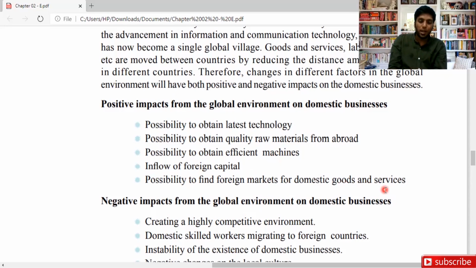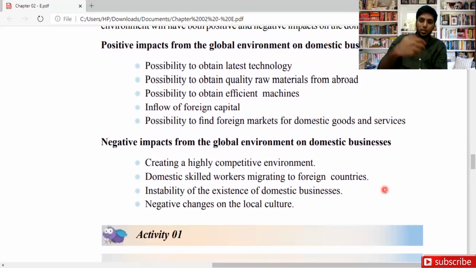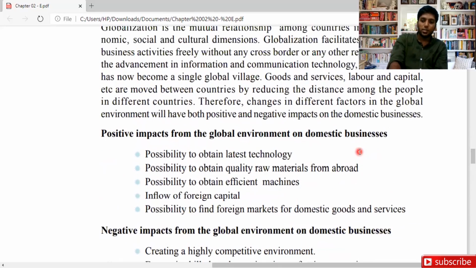They can say positive impact, or they can say advantages, they can say benefits, anything in exams. You need to know these terms very carefully. Then we'll move on to negative impacts, or we can say disadvantages, or we can say adverse effect. You can say any terms they can use in exams from the global environment on domestic business. So what is going to happen to the domestic business? Creating a highly competitive environment.